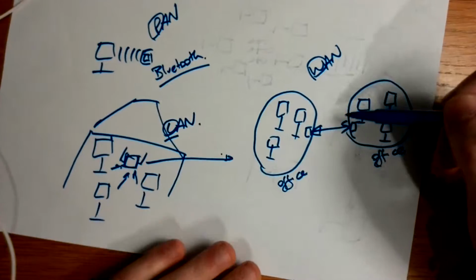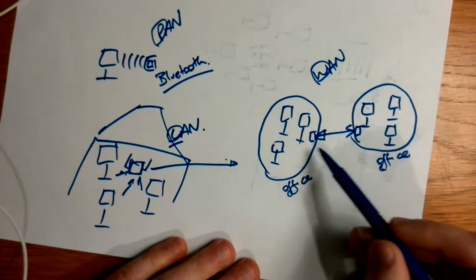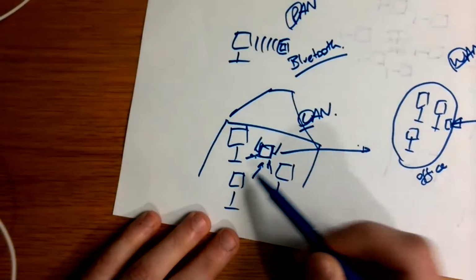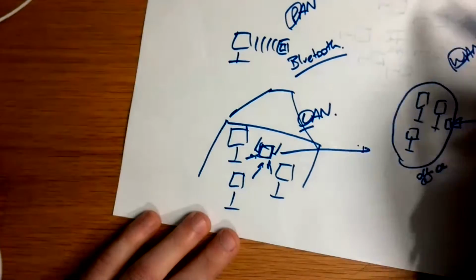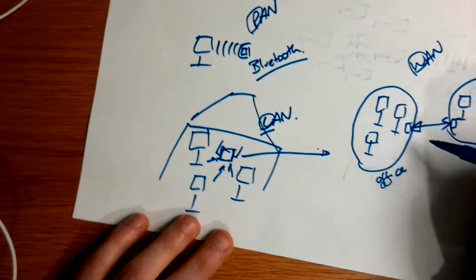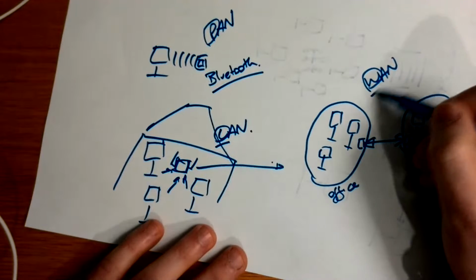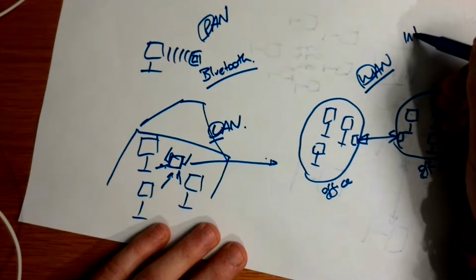But a WAN could also technically be the internet, because the internet is loads and loads of networks. So your home network connected to your school network, connected to a business network, all connected together to communicate with each other. So the biggest type of WAN is the internet.